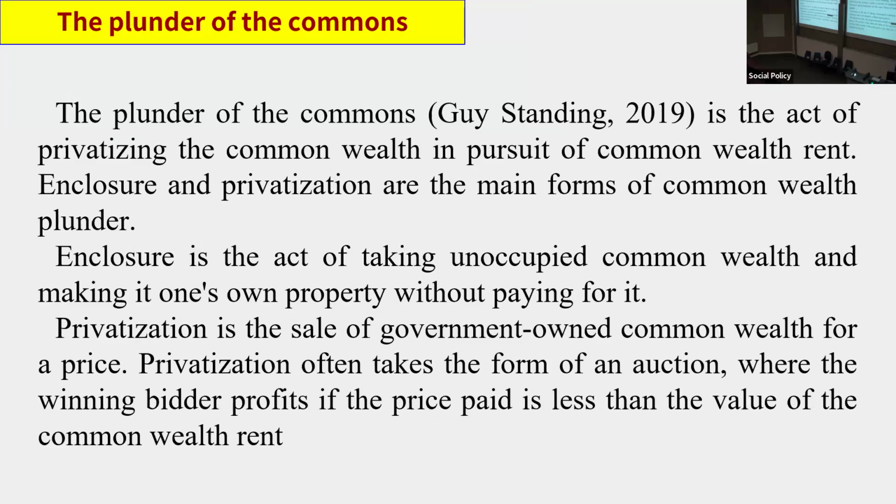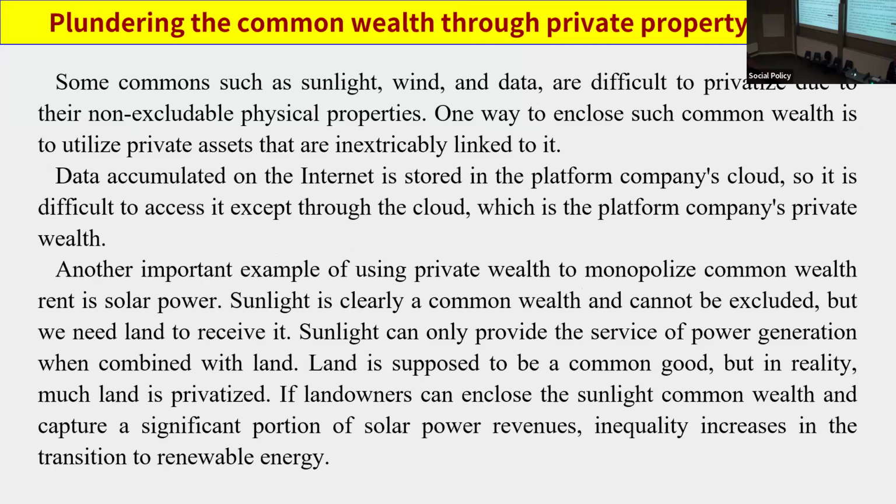The plunder of the commons is the act of privatizing the Commonwealth in pursuit of Commonwealth rent. Enclosure and privatization are main forms. Some commons, such as sunlight, wind, data, are difficult to privatize due to their non-excludable physical properties. One way to enclose such a commonwealth is to utilize private assets that are inextricably linked to it. Data accumulated on the internet is stored in the platform company's cloud, so it is difficult to access it except through the cloud, which is the private wealth.